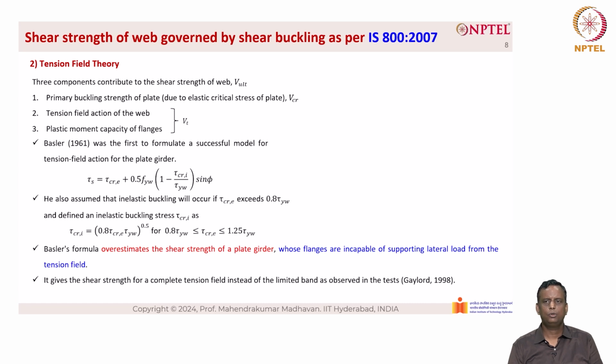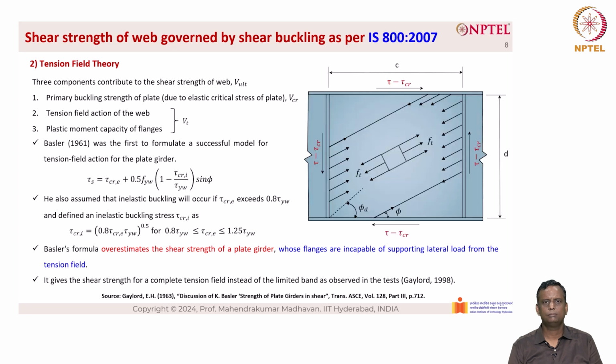This is taken from the book Gaylord 1998, and the source is basically the paper published by Gaylord in 1963, which is described as the discussion of K. Basler, Strength of Plate Girders in Shear, published in Transactions of ASCE volume 128 part 3 page 712. Now here you can see that there is a formation of tension band on the right hand side. This tension band basically is represented by the tension stress F sub T, and it makes an angle of phi with the horizontal axis.